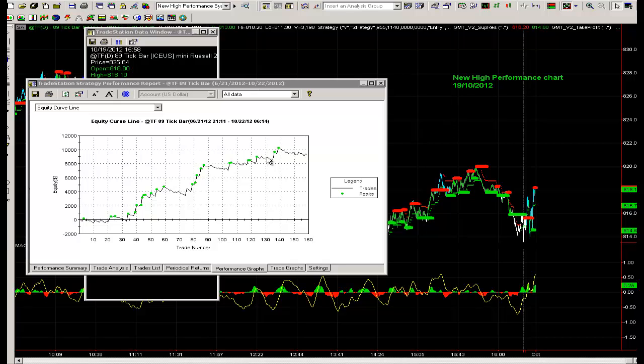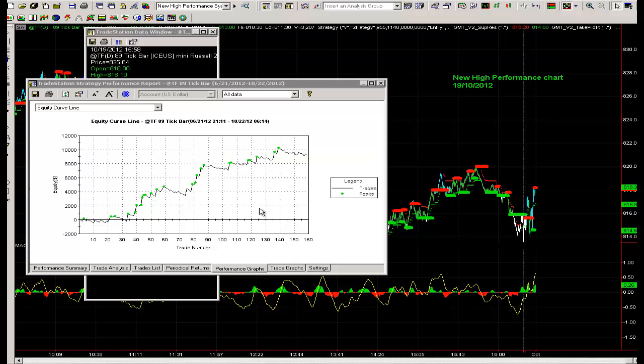So what I'll get you to do, for those who are tracking system number 64, is load up the new high performance settings and then just track to see how that runs going forward. So that's what we want to do. We want to just keep an eye on that moving forward.